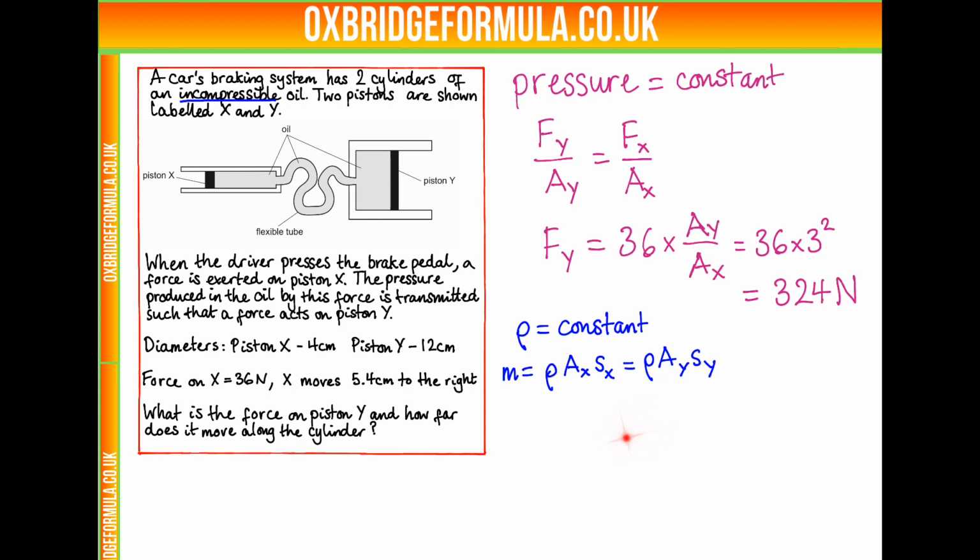So if we rearrange this for SY, we get 5.4 for the distance, SX, and then the ratio of the area AX divided by AY in this case, so divided by 3 squared. So divided by 9, we get 0.6 centimeters. So because of conservation of mass, essentially, piston Y only moves out by this distance.